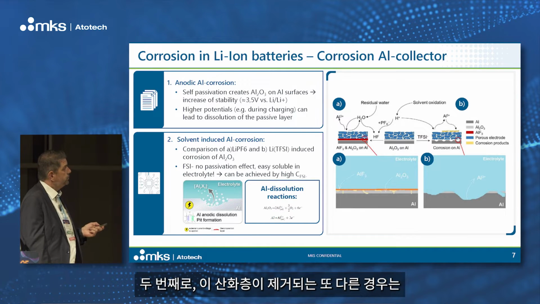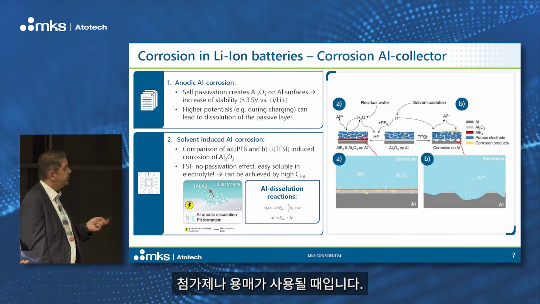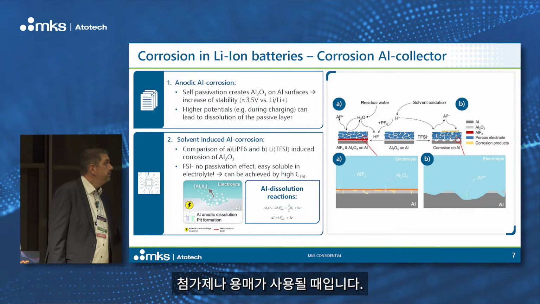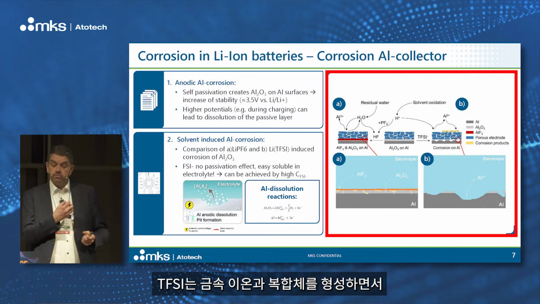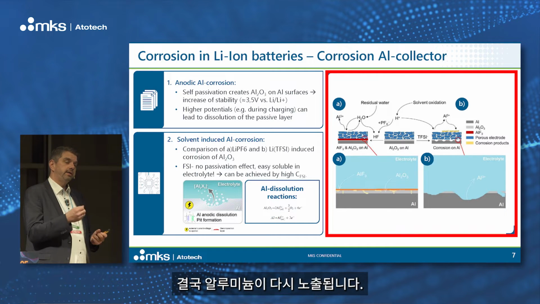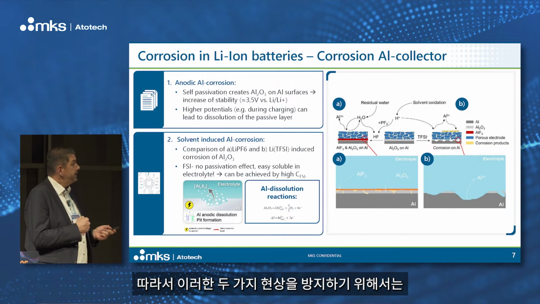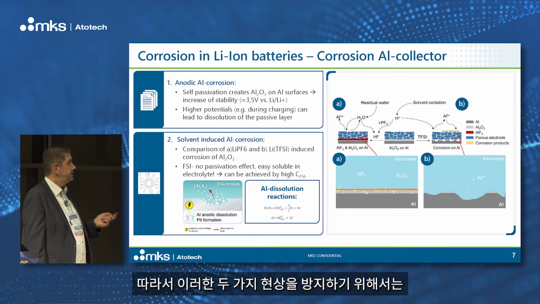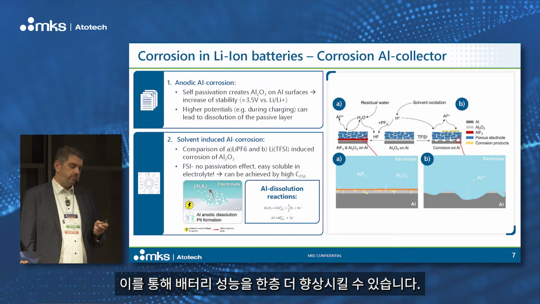Another way to remove this oxide layer, which is the passive layer, is to use certain ingredients, solvents in the electrolyte, this TFSI, for example. You see over here what the TFSI is doing. This TFSI is building some complexes, and then is also removing this oxide layer, and then it's exposing the bare aluminum, and then we have corrosion again. So here we need a better passive layer which avoids these 2 effects to further enhance battery performance.